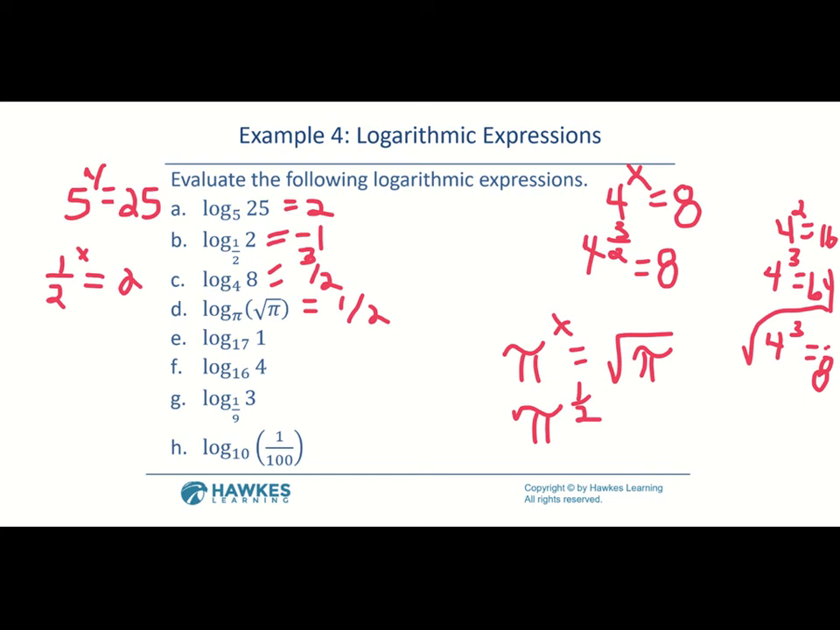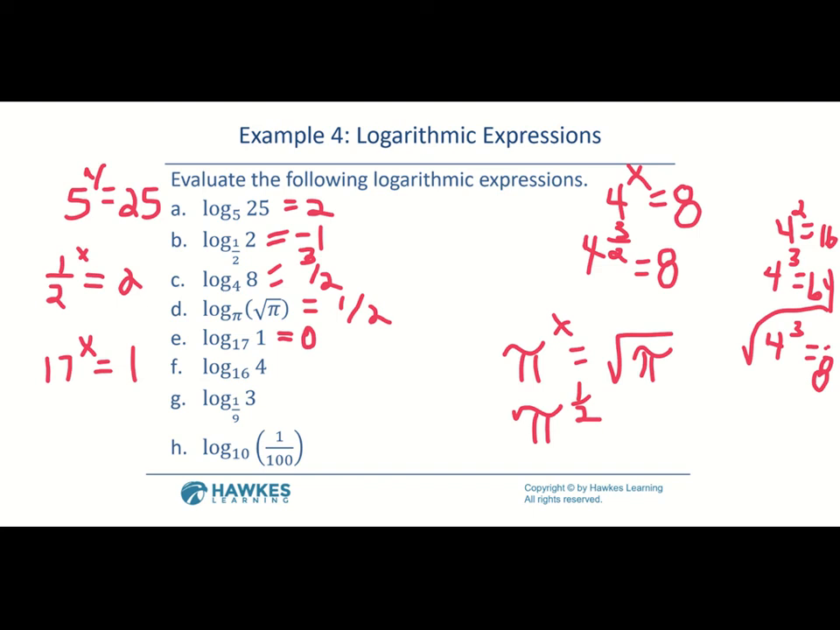All right, for E, we have 17 to the what power, or x power, equals 1. And this one, when you look at it, at first you're like, oh, this is really hard. But remember, any number to the what power always gives you 1. Hopefully you're like, oh, any number to the 0 power always gives me 1.